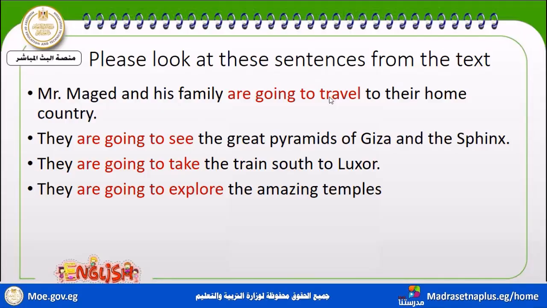And also we have another verb, to travel. What can you say about to travel? To travel, to see, to take, to explore. They are all verbs in the infinitive. So we are talking here about a grammar rule which has the verb to be, going to, and then the verb in the infinitive.